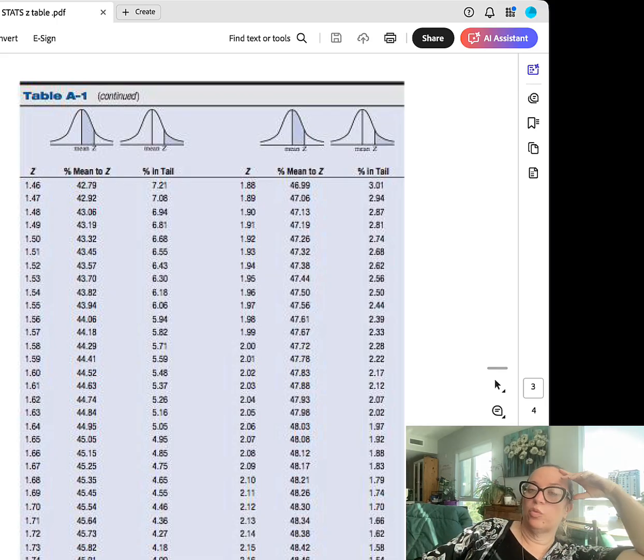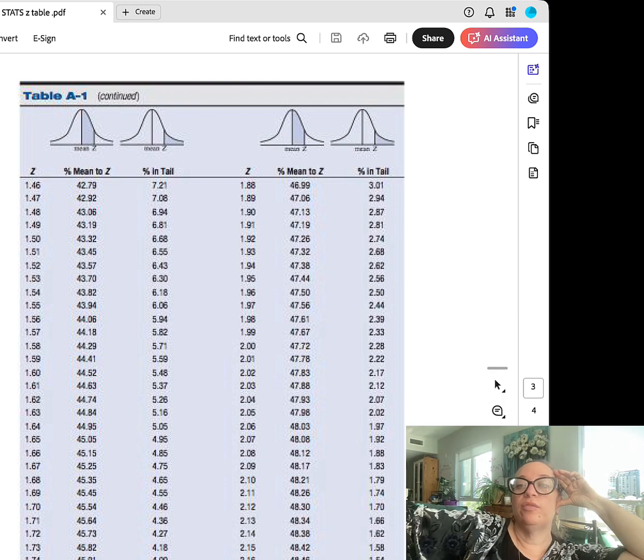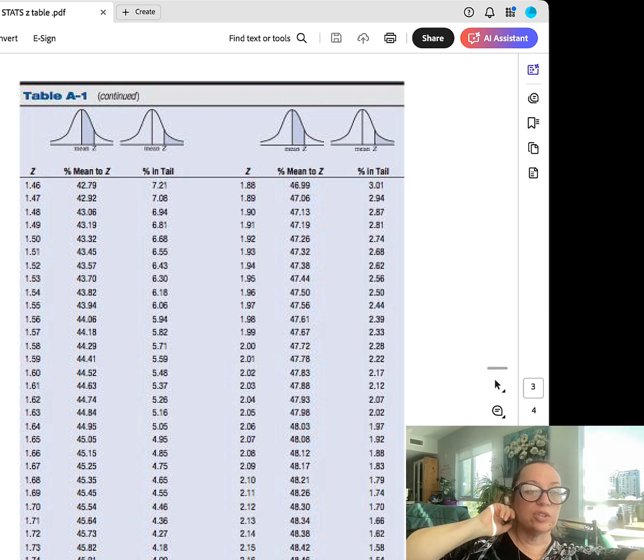Let's say we ask what proportion of scores are above a certain z-score. So that's easy. Let's stick with our z-score of 1.5. The percent in the tail column is all you need for this one, okay? So here's your z-score. We don't need percent of mean to z. We need percent in the tail because that's everything that's above the z-score. So 1.5, 6.68% of scores are above your z-score. Okay, easy.